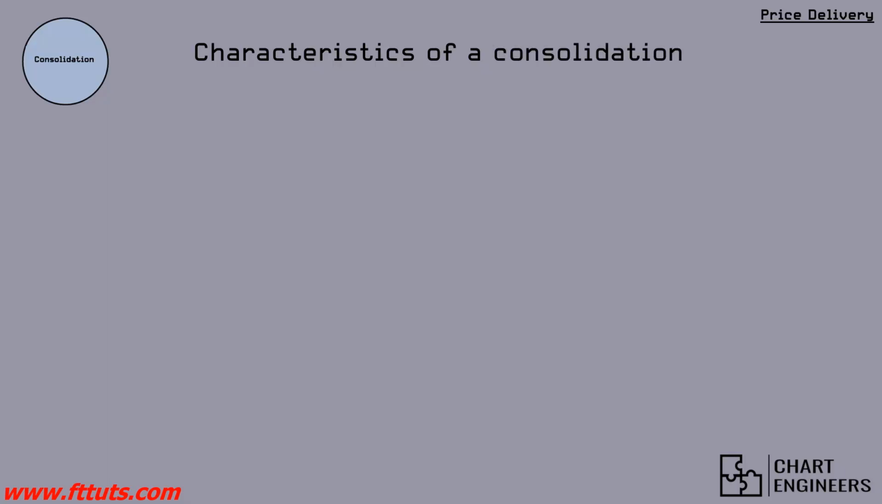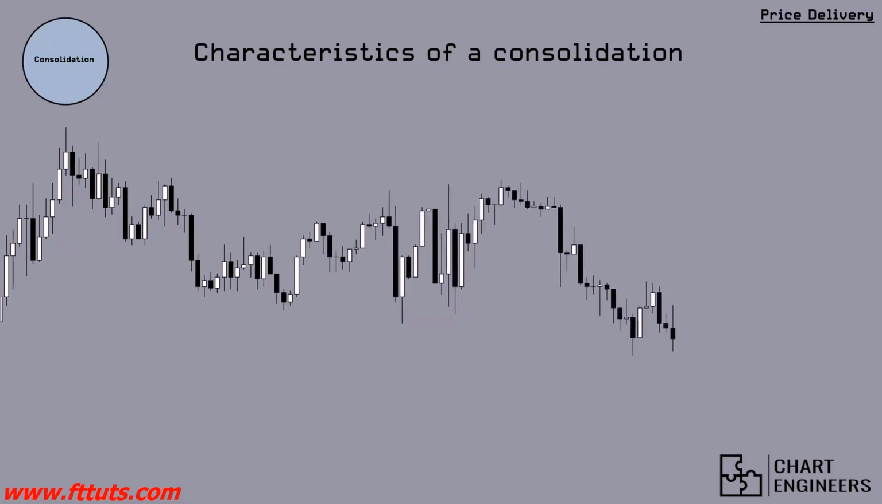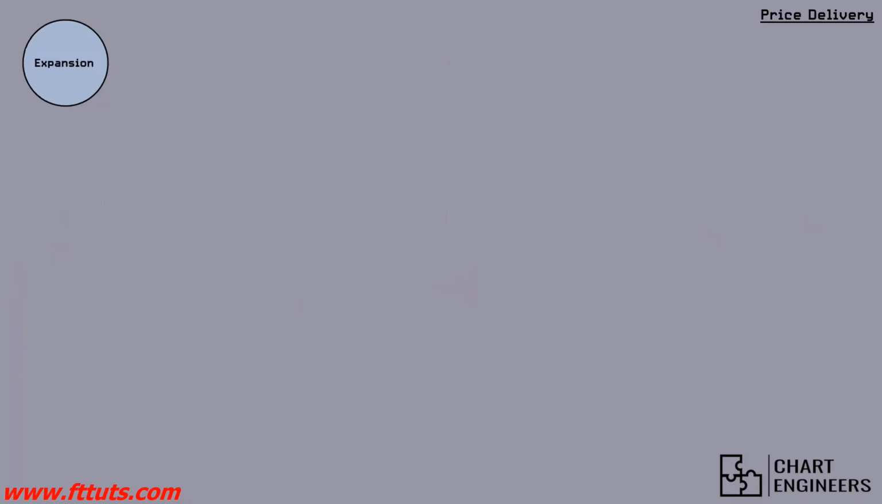The characteristics of a consolidation. Now I'm going to show you and explain what the characteristics of a consolidation are. Here you can see that price is moving sideways. And consolidation is when price is basically moving in a clear trading range and showing no willingness to move significantly higher or lower. It indicates that smart money is allowing orders to build on both sides of the marketplace. We can expect an expansion to happen near term.